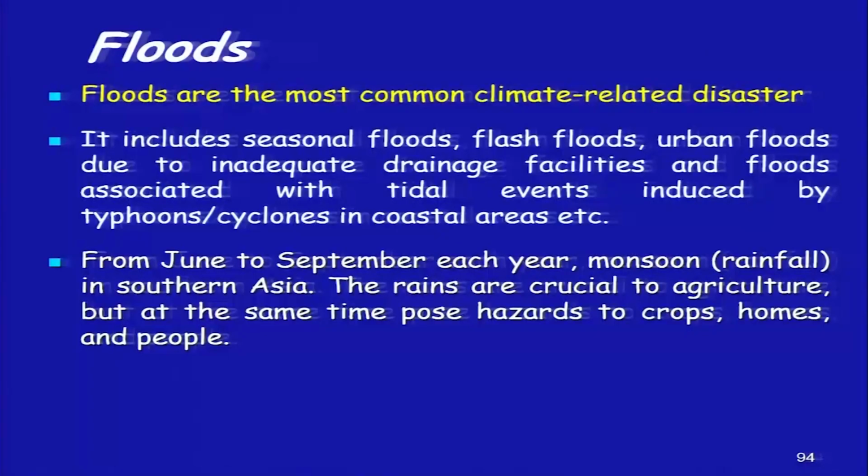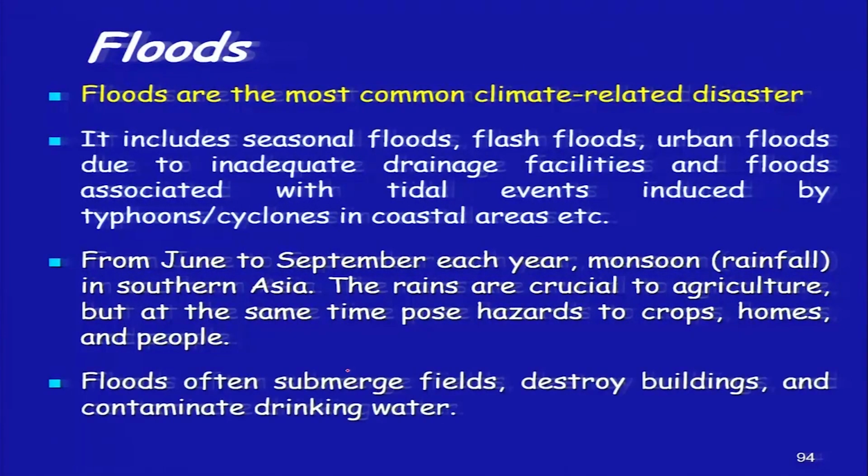Now, from June to September each year, monsoon in southern Asia is experienced. The rains are crucial for agriculture, but at the same time pose a hazard to crops, homes and people. Floods often submerge fields, destroy buildings and contaminate drinking water. So, when there is no rain we cry, but when there is excess rain we again cry. These are the problems associated with heavy precipitation in any particular area if we are having inadequate drainage facility.